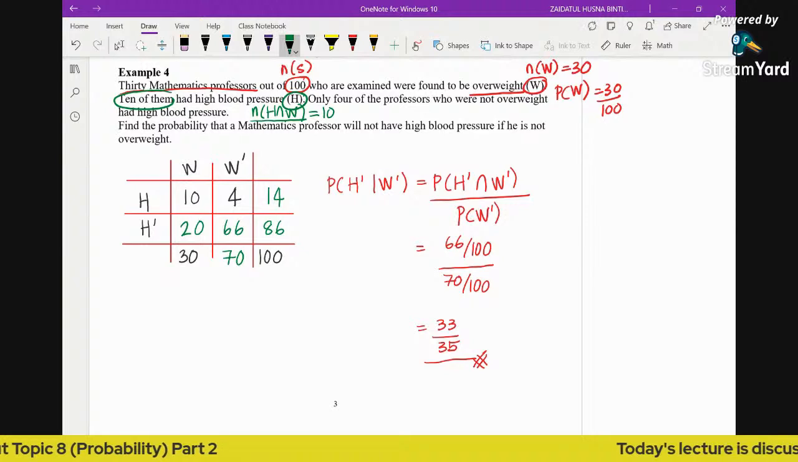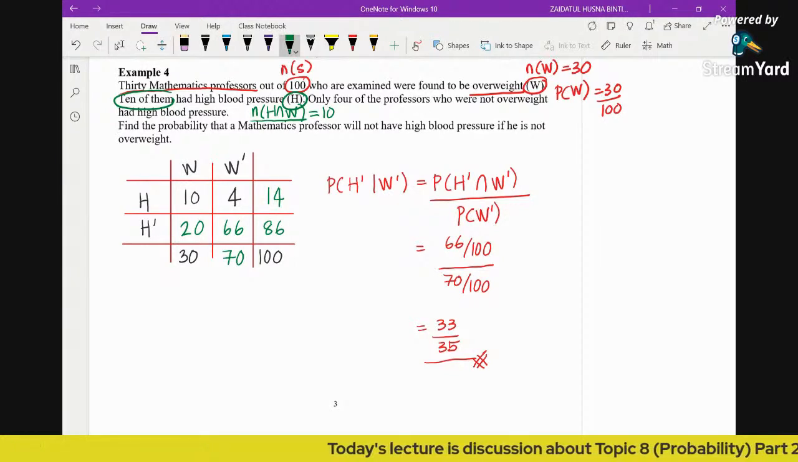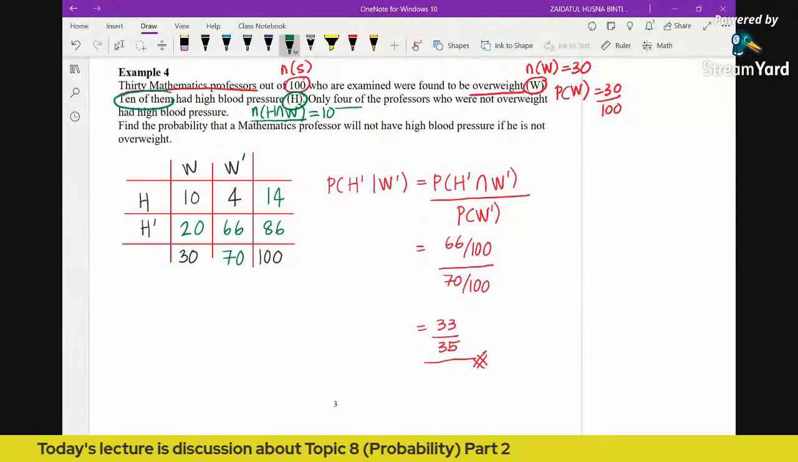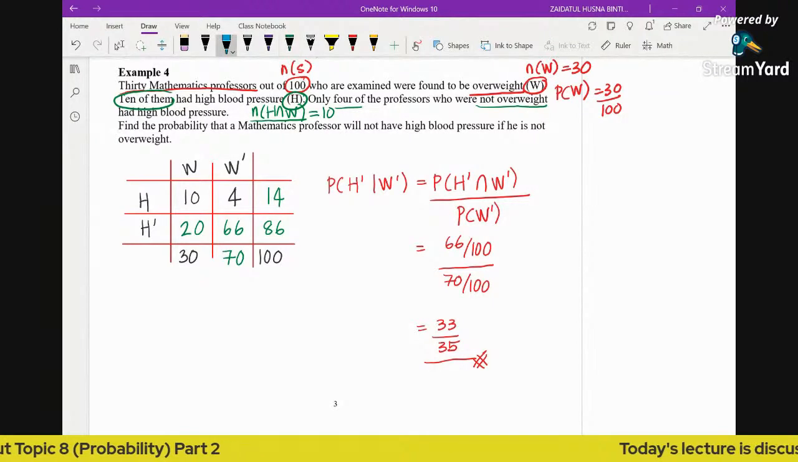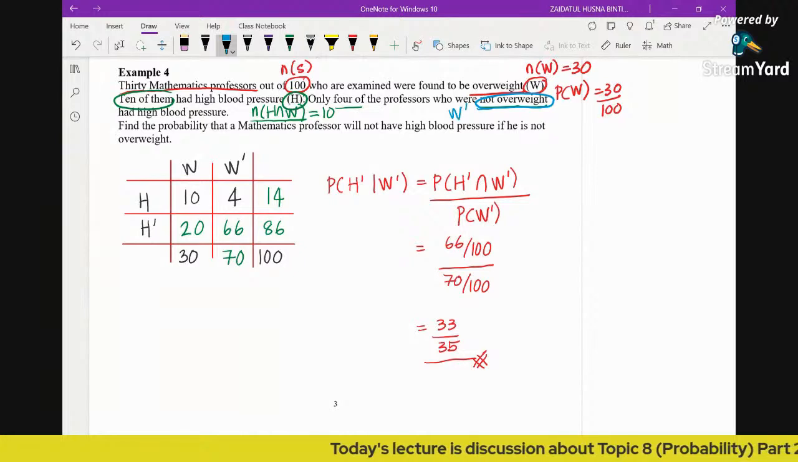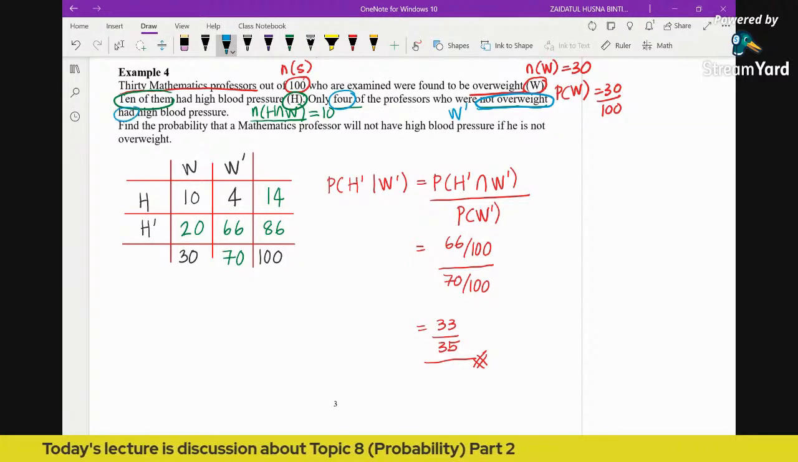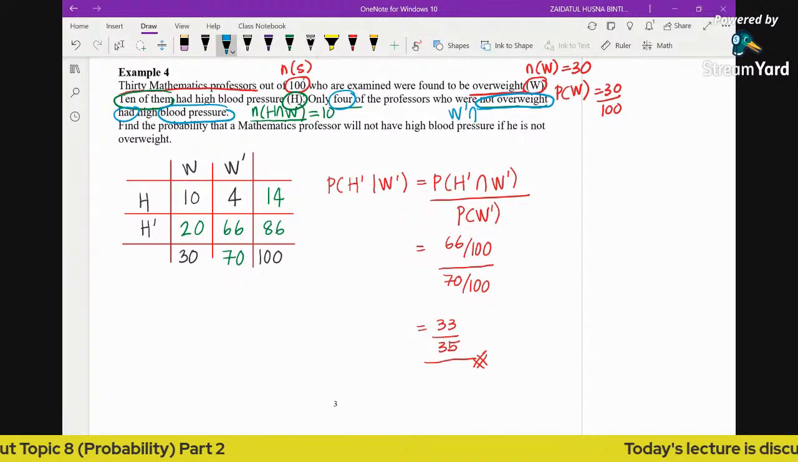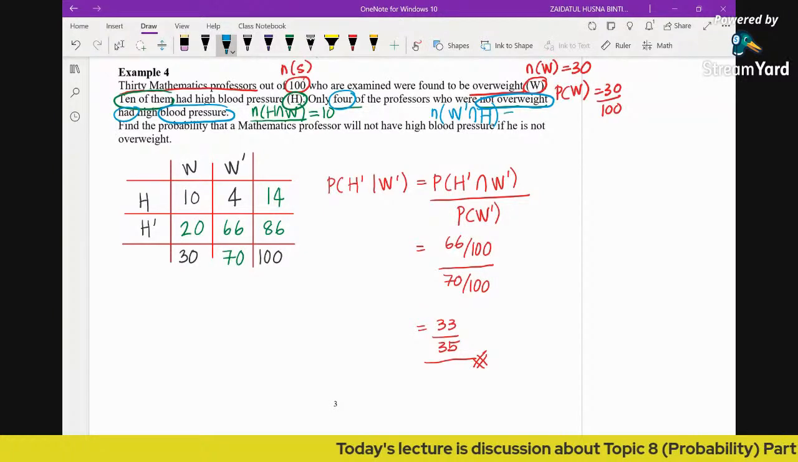And then only 4 of the professors who were not overweight had high blood pressure. How do we interpret this? Not overweight means we are going to use W prime. So 4 of the professors who were not overweight still had high blood pressure, so H. So we know that it is 4 professors.